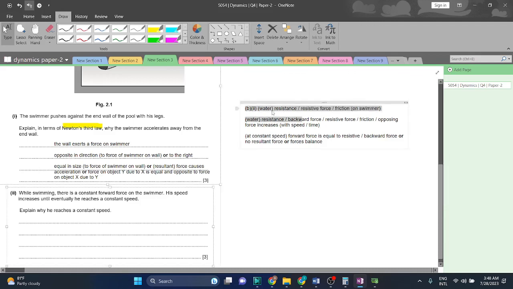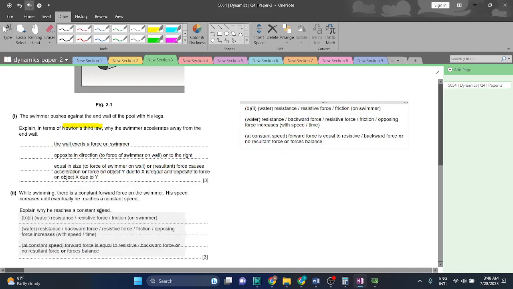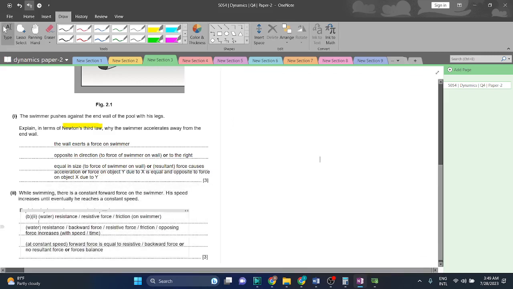Now let's read this. Water resistance, resistive force, friction. Resistive backward force, force opposing, force increasing with speed. Water resistance backward force, resistive force, opposing force increasing. At constant speed, forward force is equal to resistive backward force, so no resultant force, it is balanced. So that's exactly what I said. Now we'll do the next question.